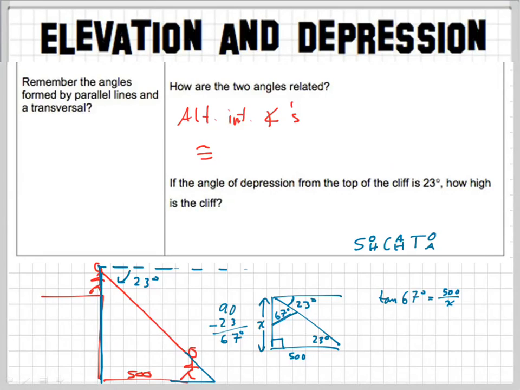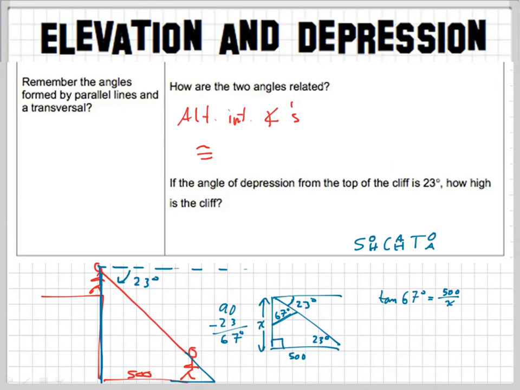Are there other ways to do this? Absolutely. You could have used this guy right here. You could have used this angle, 23 degrees, to help find x. If I used 23 degrees, what's the trig function I would use? Come on, 23. Look, x and 500. This is the opposite side of 23. This is the adjacent side of 23. What would I use? Use tangent again.